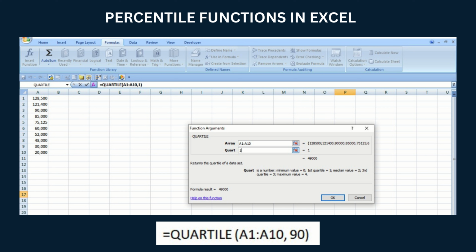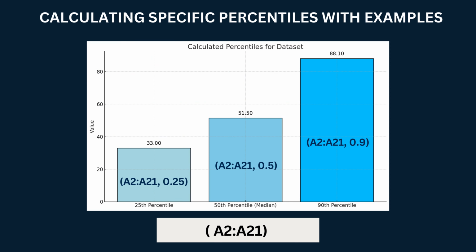QUARTILE.INC, array, quart, like QUARTILE.EXC, but includes 0% and 100%. Example, equal to QUARTILE.INC, A1:A100, 3, gives the third quartile, 75th percentile, for data in cells A1 to A100. Calculating specific percentiles with examples.